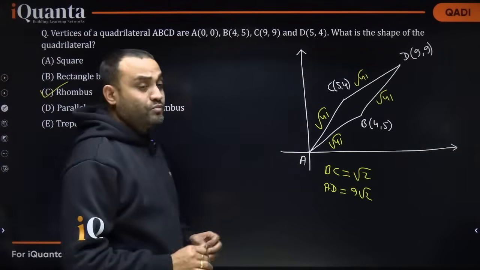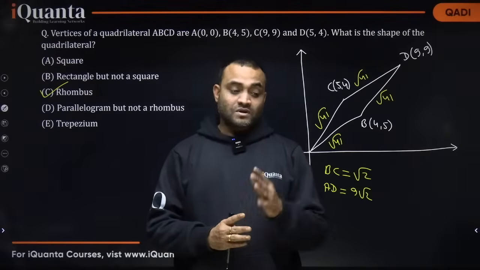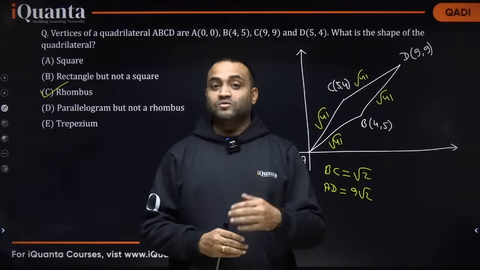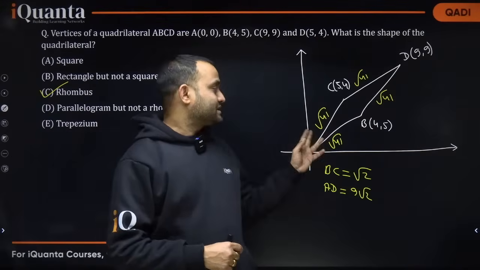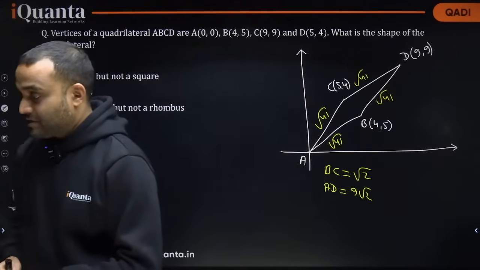In a square, both the diagonals are equal, bisecting each other, perpendicular to each other, right? But in this case, that's not the case. So it will be a rhombus.